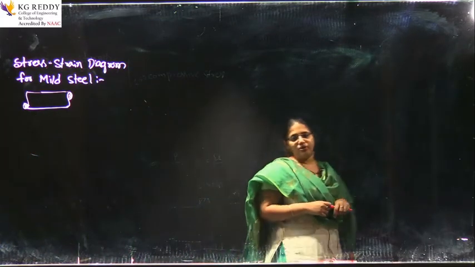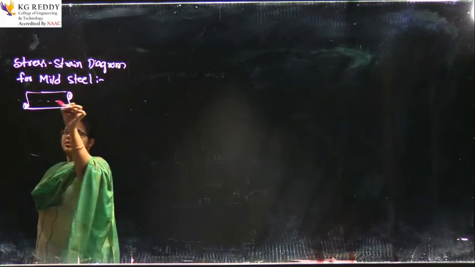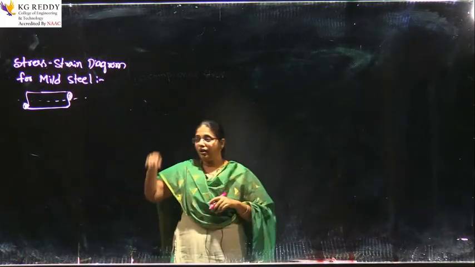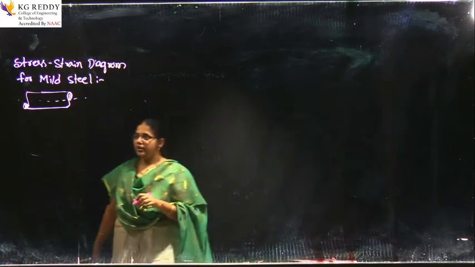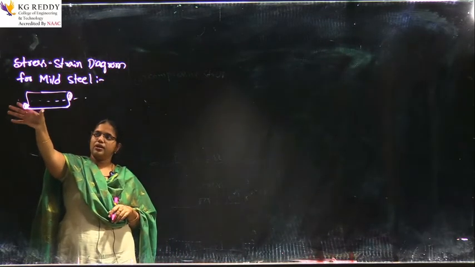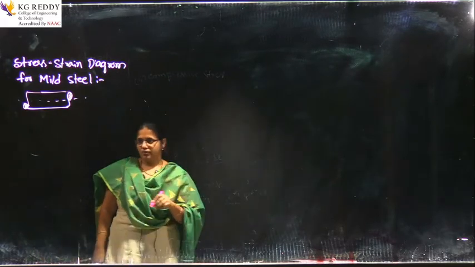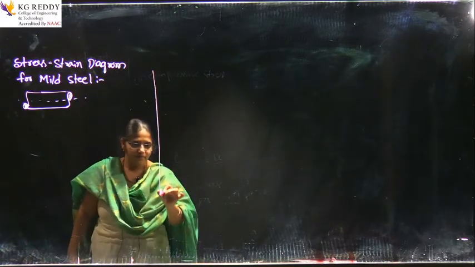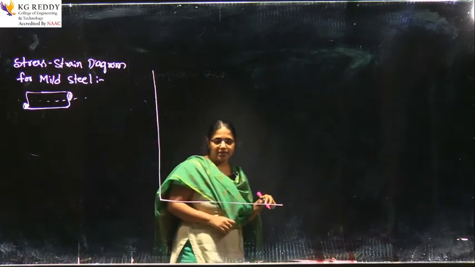I am going to apply a number of repeated stresses on this particular material, mild steel. I want to see what will be happening. Let me explain the stress strain diagram for mild steel. This is before applying the load and test. The material position will be like this. Now suppose we take one graph.